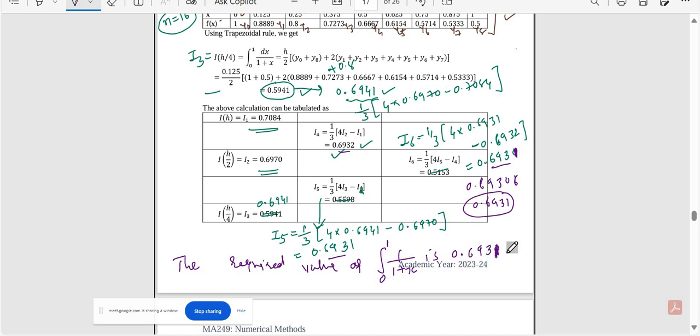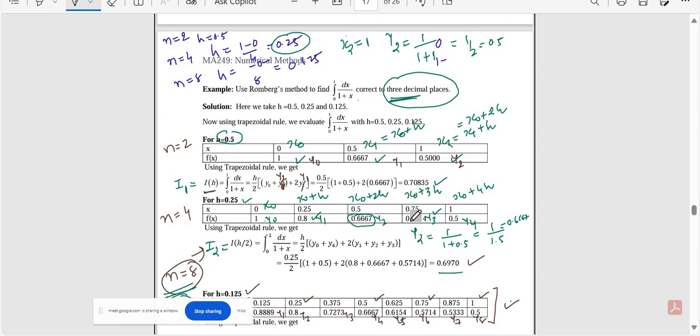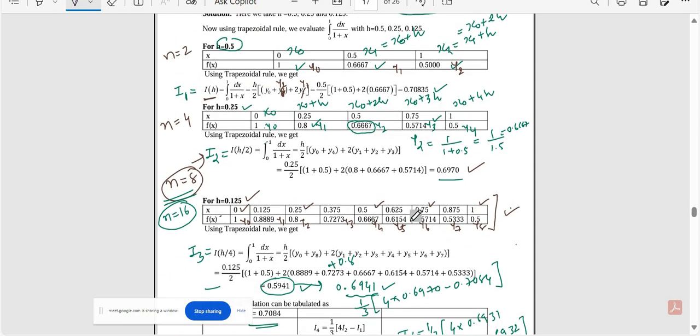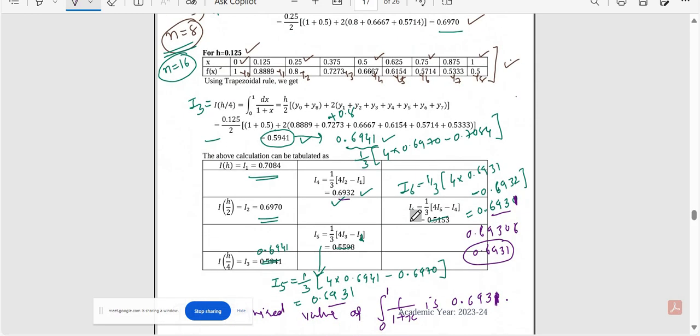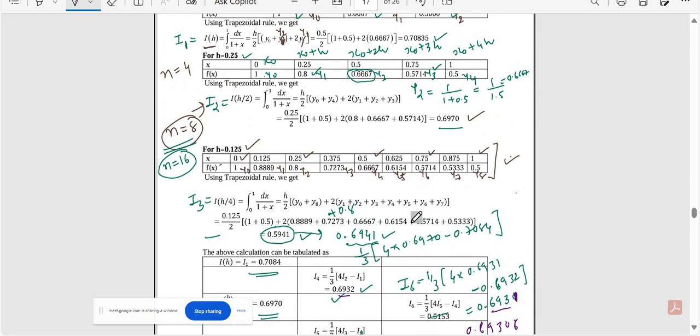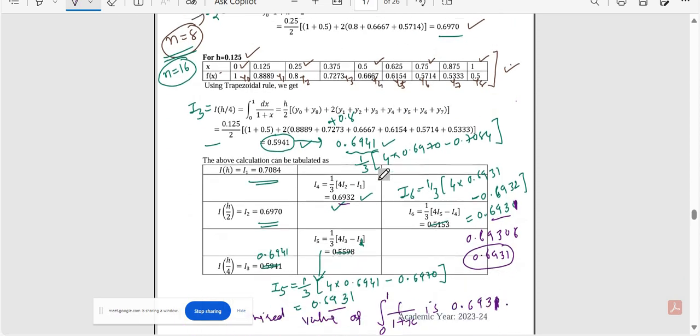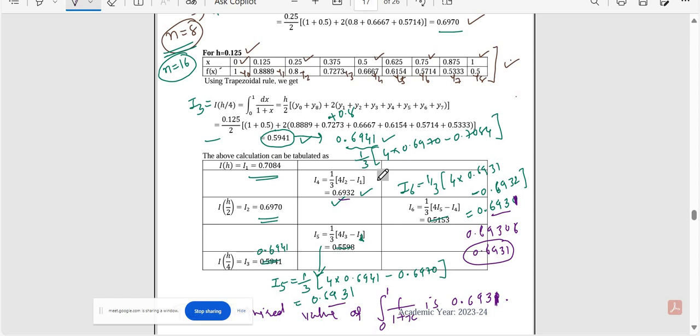Understand everybody? Yes, sir. So this method is known as the Romberg integration, and it gives you a precise answer for the integration. Because there is more calculation in this method, it gives you a more precise answer as compared to the trapezoidal rule, Simpson 1 by 3 rule, and Simpson 3 by 8 rule.